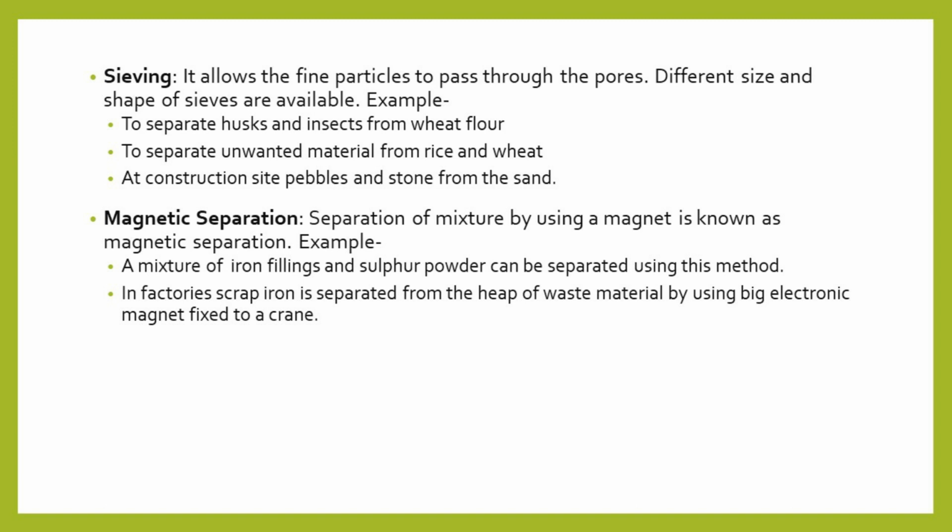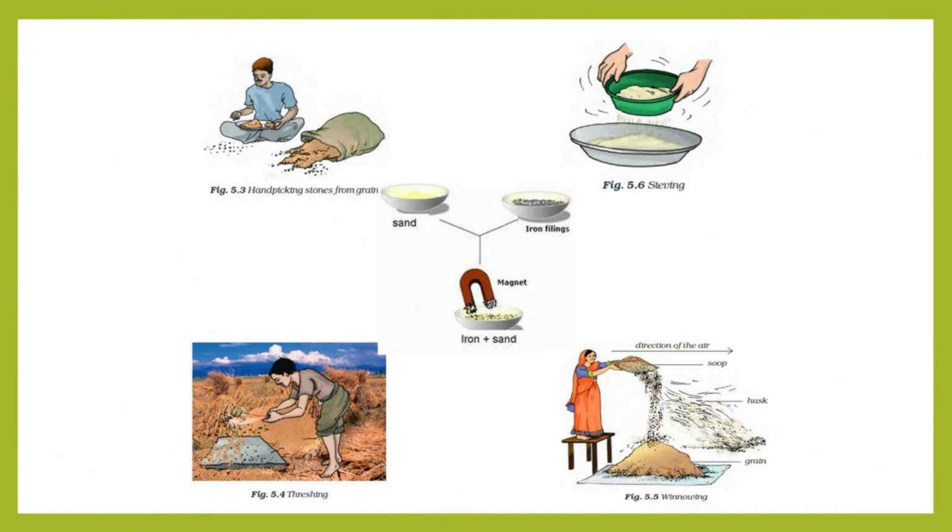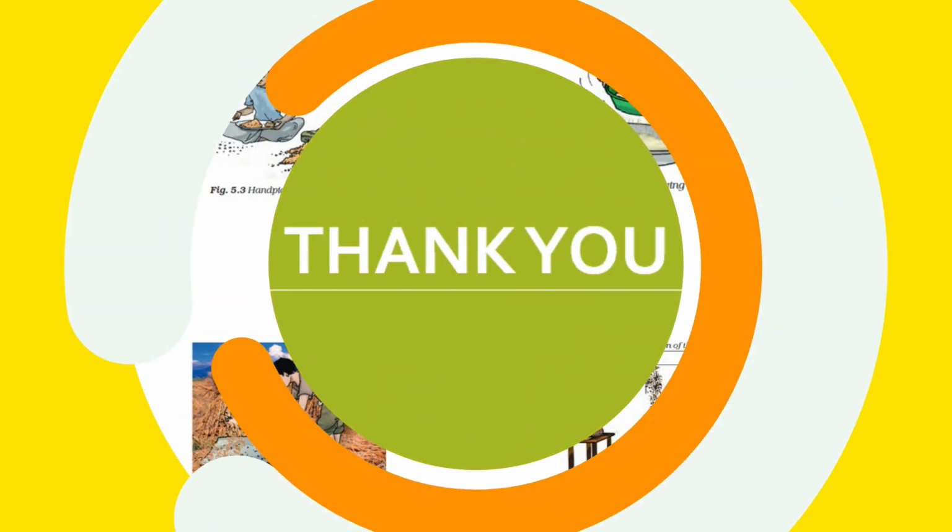Next, here are the pictures. First picture is of hand picking, then second, sieving, third, threshing, and fourth is winnowing, and in the center it is magnetic separation. Now, methods of separation in liquid.